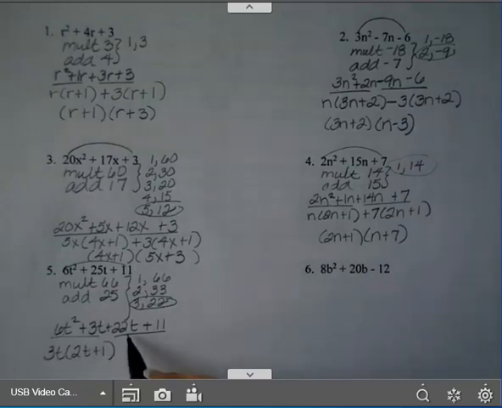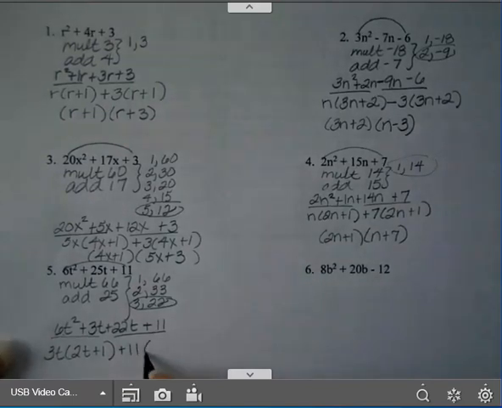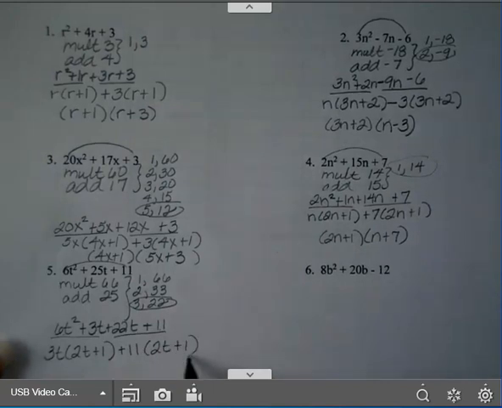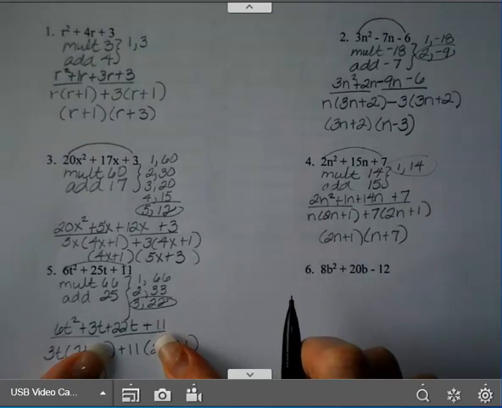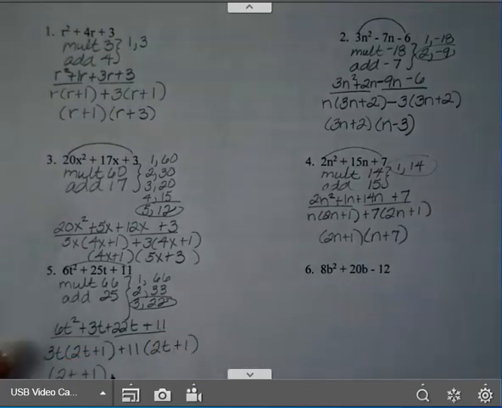On the next group, they have an 11 in common. Pull out the 11, and you're left with, divide each of those by 11, so 2t plus 1. Now, each of these groups have a 2t plus 1 in common. And when I take out the 2t plus 1, you're left with 3t plus 11.